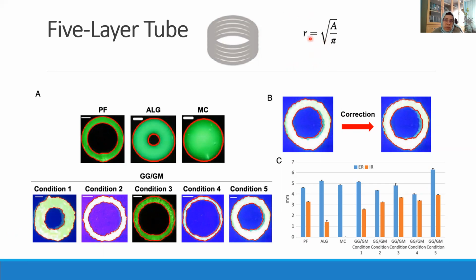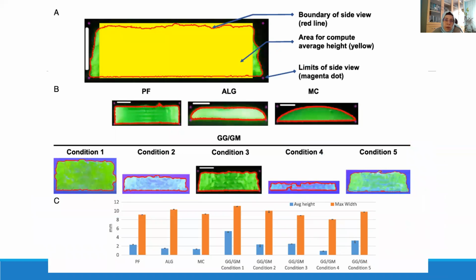And as you may guess, R is calculated by using the area of the external and internal areas. And here, the red line shows the boundary of the side view of the 5-layer tube. The yellow rectangle shows the area which is used to compute the average height by extracting this sloped part of the structure. Magenta stars, as you may see, show the limit of the 5-layer tube, and we compute max width by using the magenta lines.